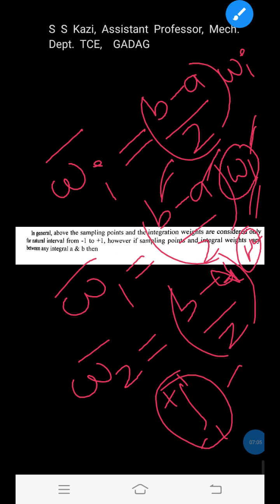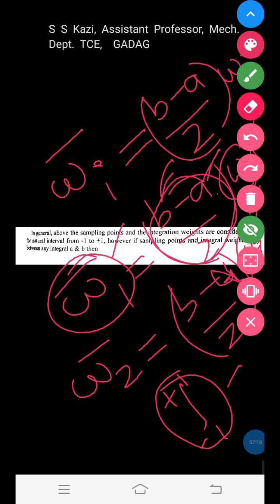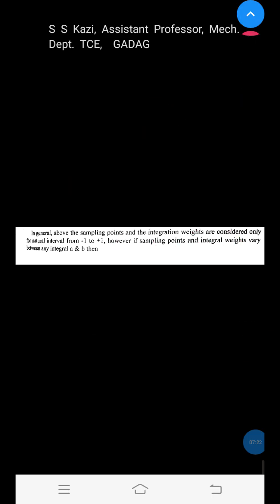You substitute these values, and after that, by multiplying this with (B minus A) by 2, we will get the new value of the sampling weights, which are for the limits A to B. Okay, now next, this is the formula to find the weighting functions. And now how to calculate the sampling points.